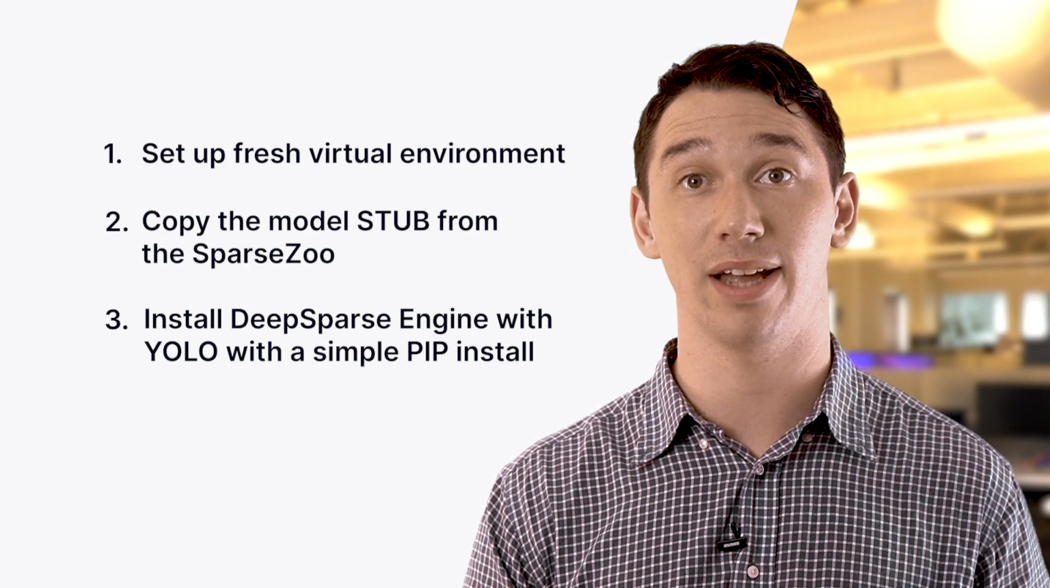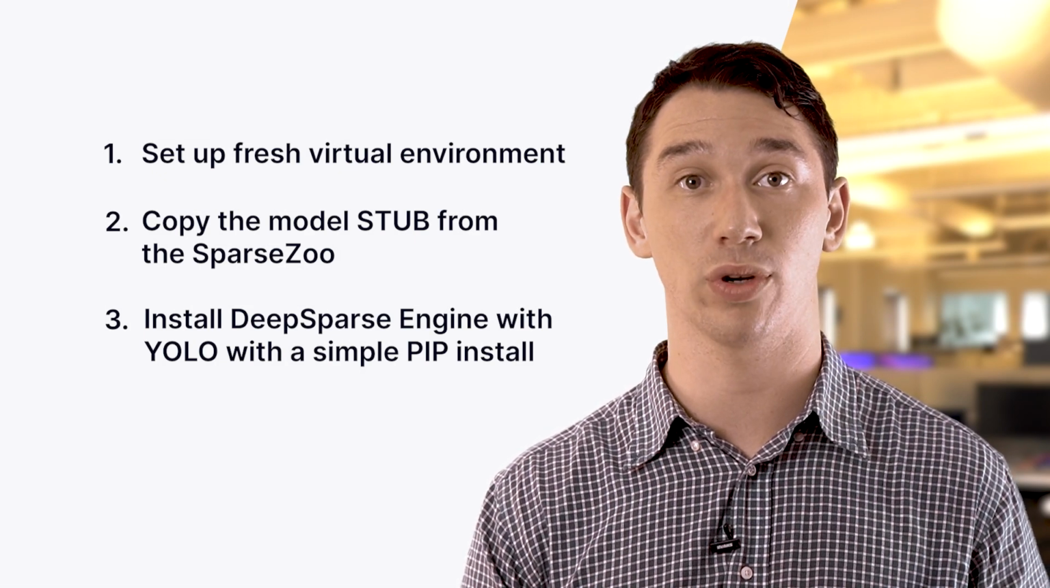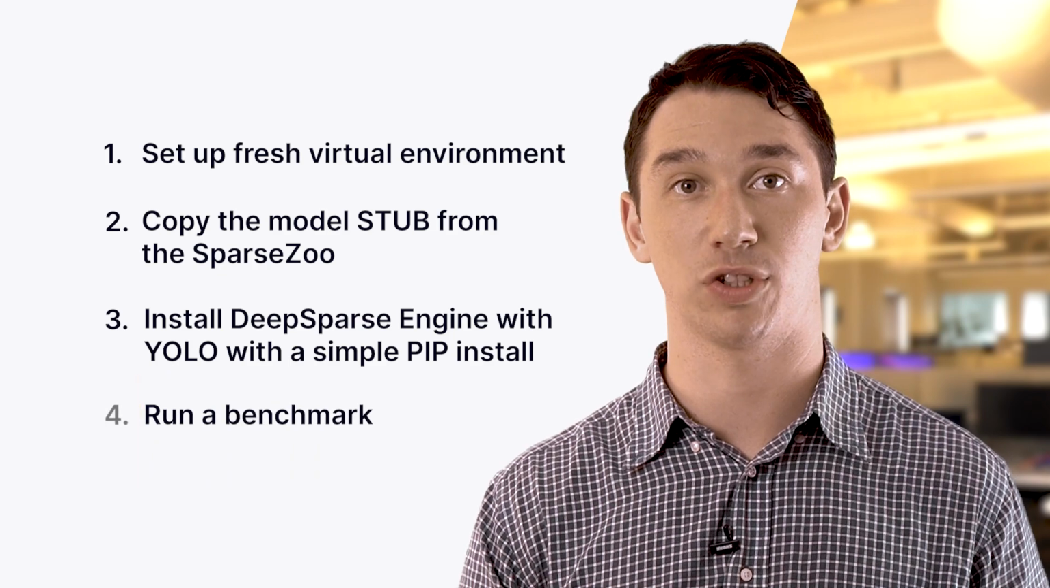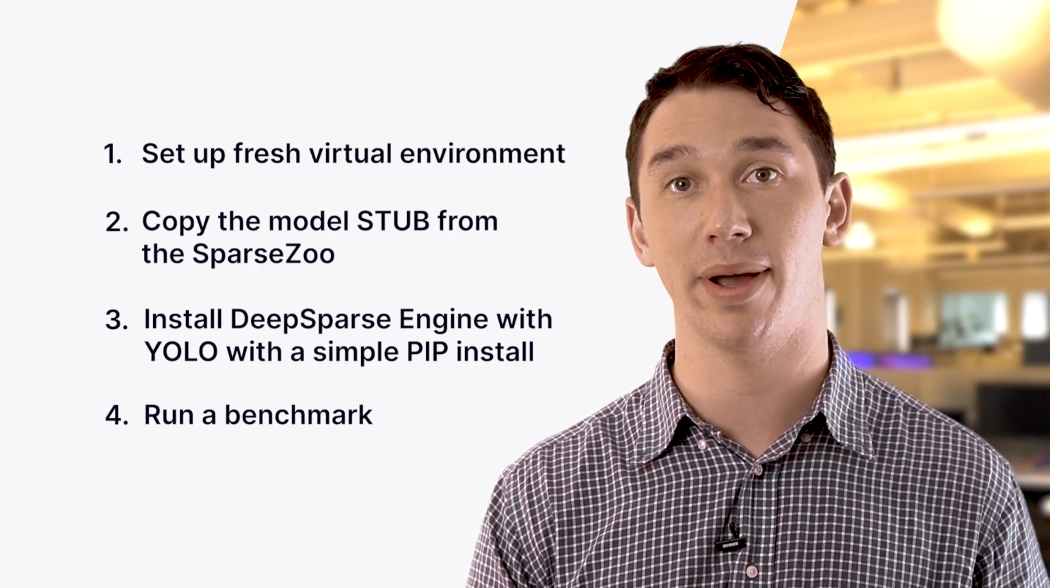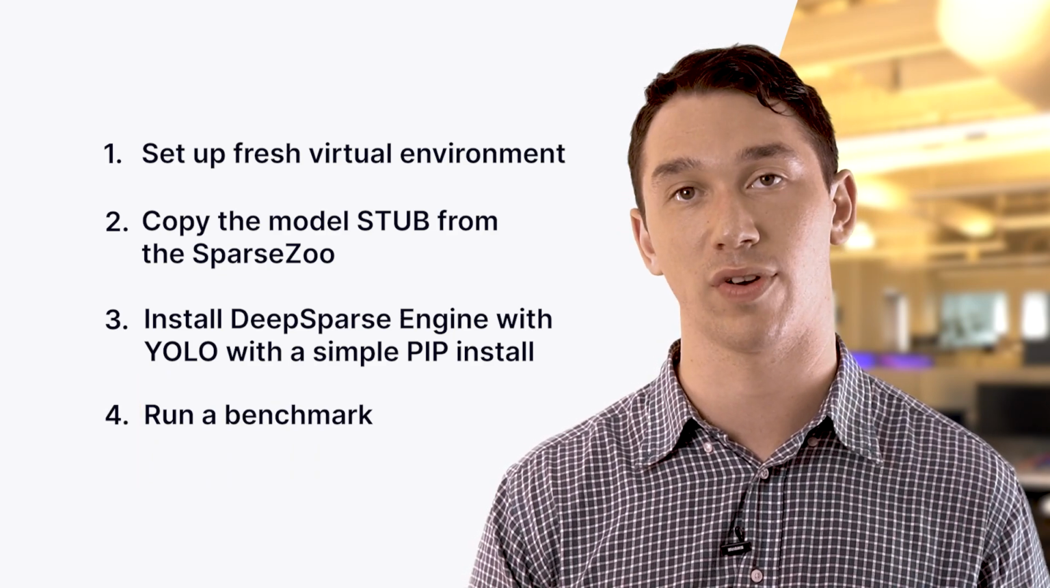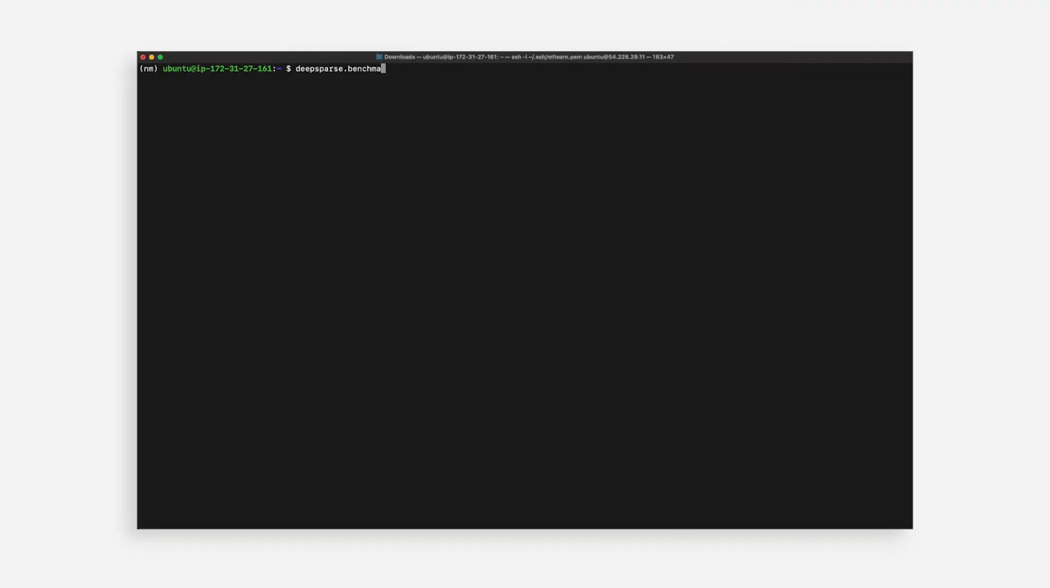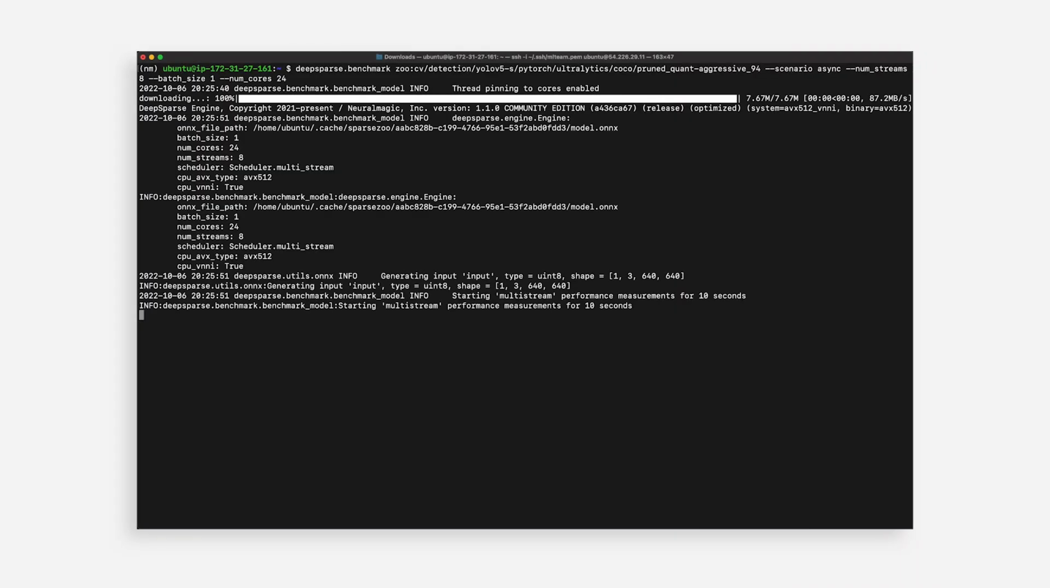Now, to make sure I can get my performance with my manufacturing floor people counter, we'll run a benchmark to see what performance I'll get on my instance for the sparse quantized YOLO v5s model. First, it'll download the model. Then it'll compile the model. Now it'll run a multi-stream benchmark, which is what I want for my manufacturing use case. If you wanted to benchmark a single stream scenario, you can set a flag in the benchmark command to --scenario sync. For this use case though, it should work just fine.